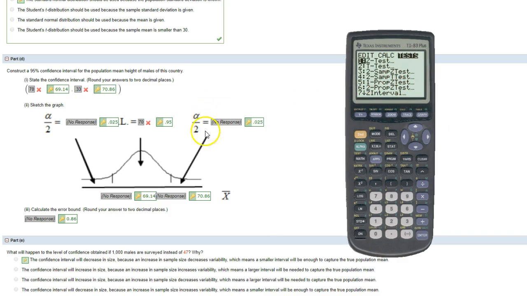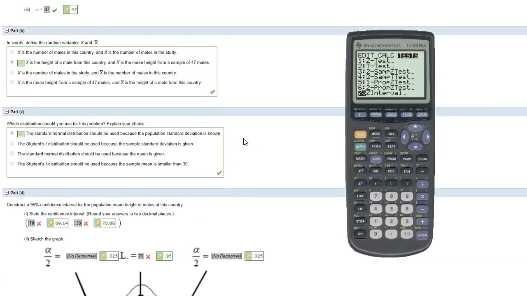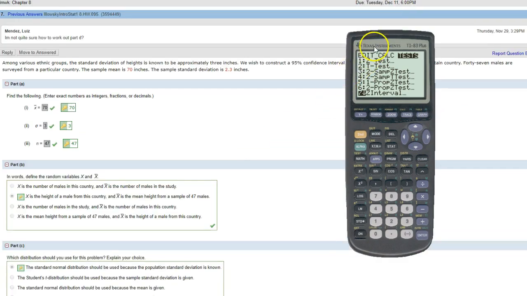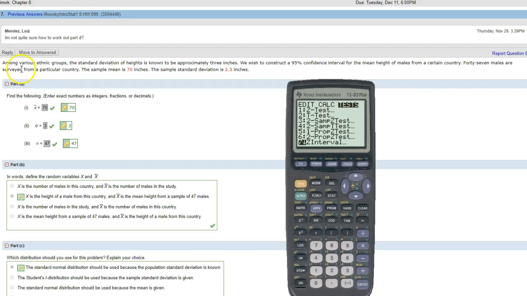And we need to know which test it is going to be. Is it a Z, T, or a proportion? Well, if I go back, we can look at the original question here. Among various ethnic groups, the standard deviation of heights is known to be approximately 3 inches. So we were given the population standard deviation. We're also given the mean, and it was a sample of 47. So that lets me know it's going to be a Z.